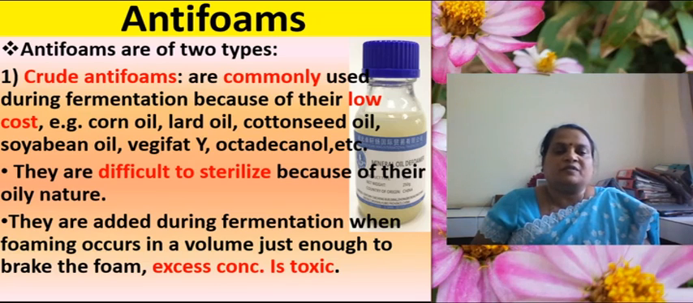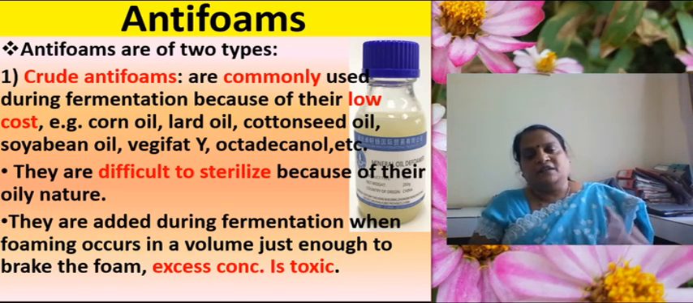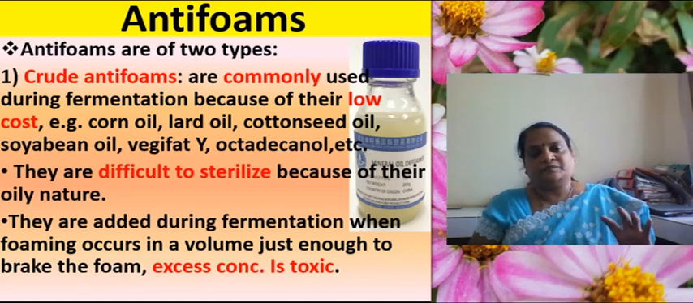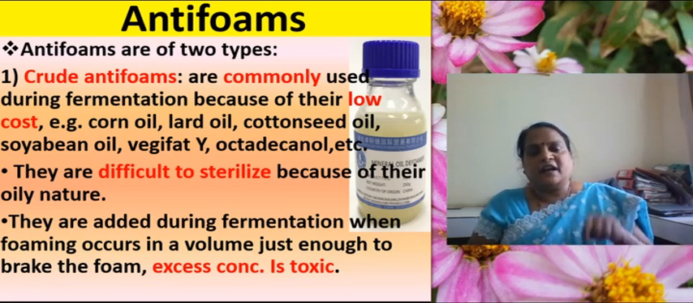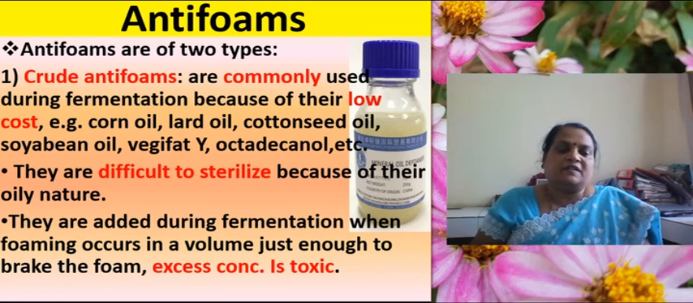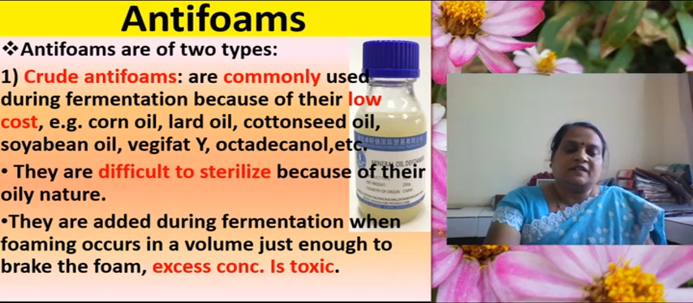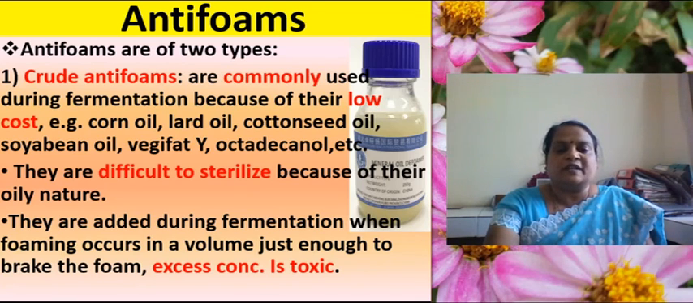But these crude antifoams are difficult to sterilize because of their oily nature. Steam does not penetrate, heat does not penetrate because of their oily nature, and therefore they are difficult to sterilize. They are added during fermentation when the foaming occurs in a volume just enough to break the foam. Means fermentation is constantly watched, and when the foam rises, some amount of foam is allowed to accumulate, and if a certain level of foam is accumulated, then antifoam is added. Antifoam will break the foam. This is how crude antifoam agents are used. This is done so because excess concentration of crude antifoam agent may be toxic.